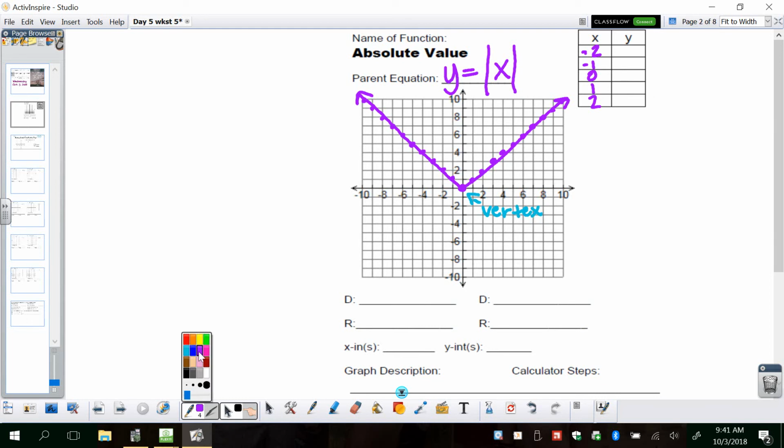So I'm going to finish plotting my points. -2 is +2. -1 is +1. Do you see how all my y's are positive? Now, what do you think the domain is? First off, domain is your width. It's how wide it is. What do you think your domain is here? Does this ever quit getting wider?